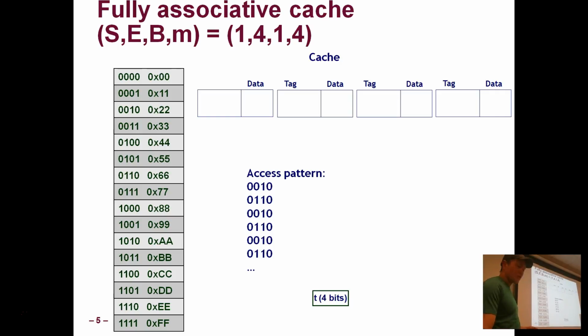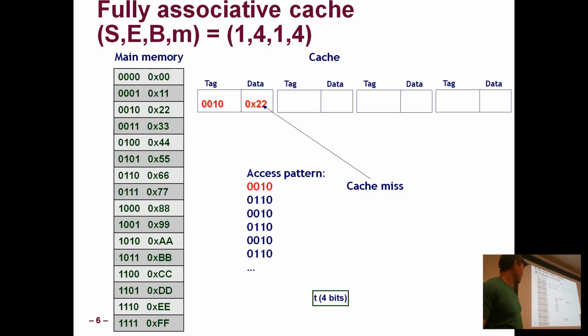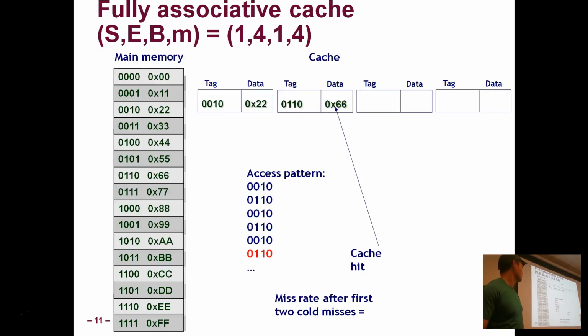Okay, so let's simulate this. Here's the access pattern, 2, 6, 2, 6, 2, 6. So with 2, it's a cache miss. And because it's fully associative, let's just put it in the first one. The tag is 0010. The data is hex 22. A cache miss on 0110, but because you have space in this fully associative cache, you can put that in the next block. And then when you go back and forth, you're always hitting. So after the first 2 compulsory misses or cold misses, you get basically a 0% miss rate.